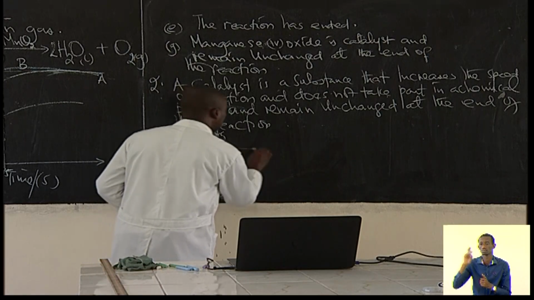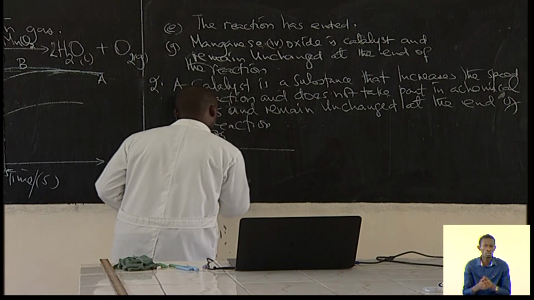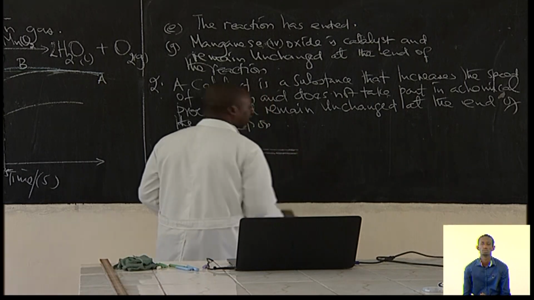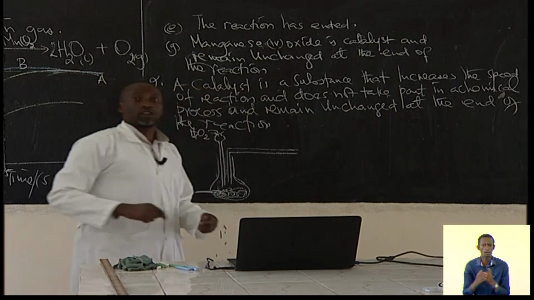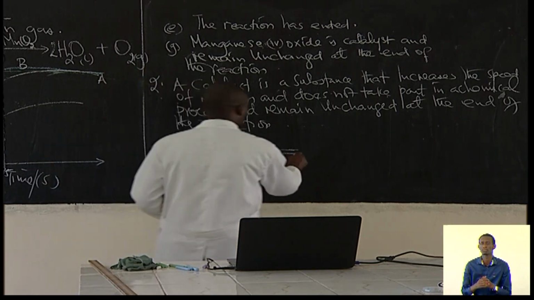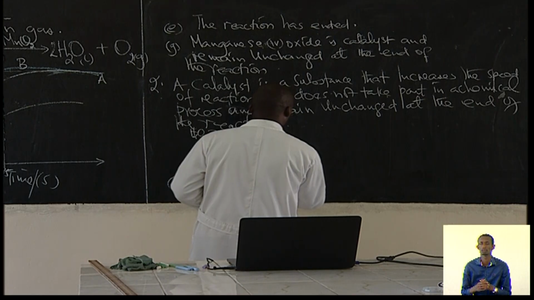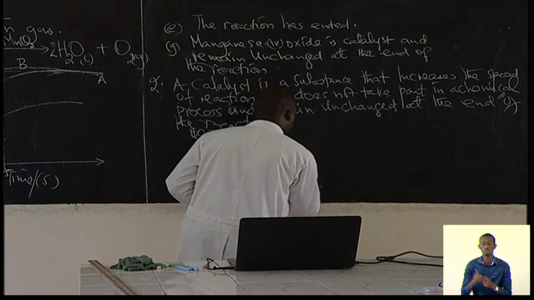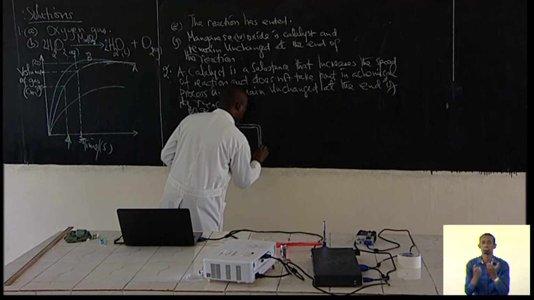So what happens? You collect the gas. How do you collect the gas? You have to connect this one to a calibrated cylinder, a measuring cylinder. This is a measuring cylinder over here.